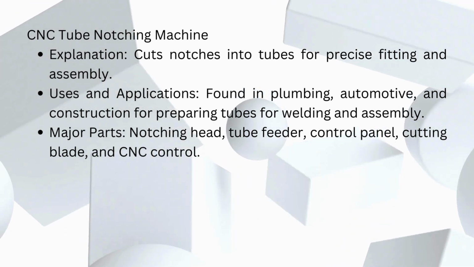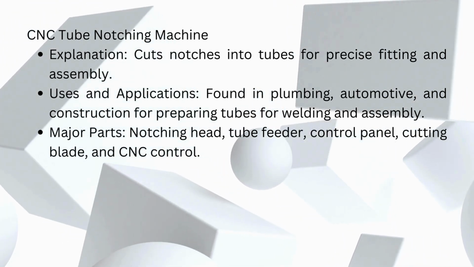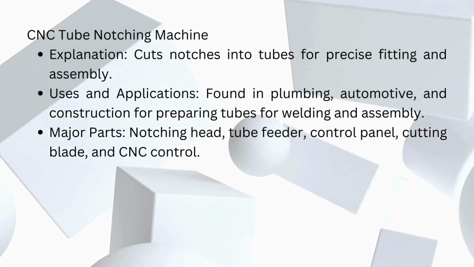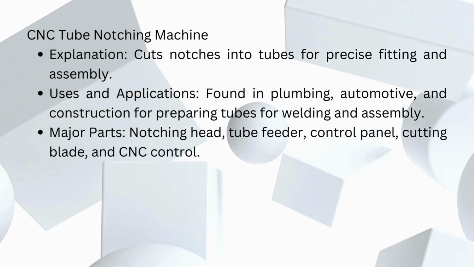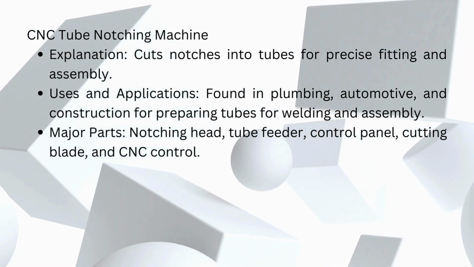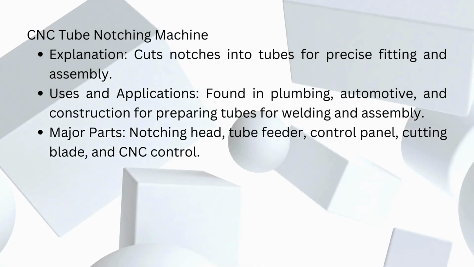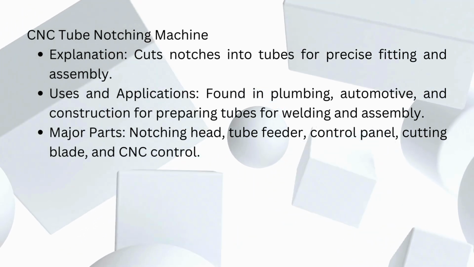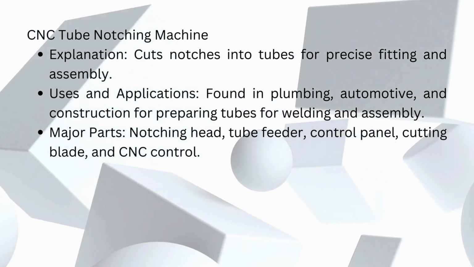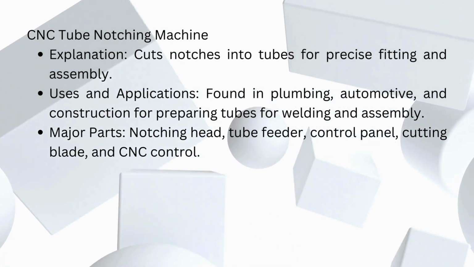CNC tube notching machine. Explanation: cuts notches into tubes for precise fitting and assembly. Uses and applications: found in plumbing, automotive, and construction for preparing tubes for welding and assembly. Major parts: notching head, tube feeder, control panel, cutting blade, and CNC control.